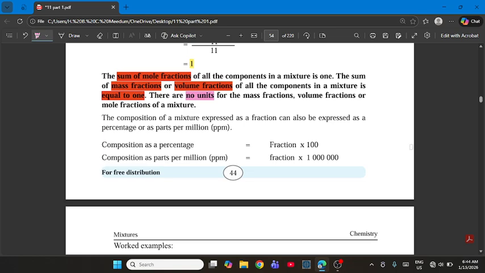Units for the mass fraction, volume fraction or mole fraction of a mixture. The composition of a mixture expressed as a fraction can also be expressed as a percentage or as parts per million, ppm.